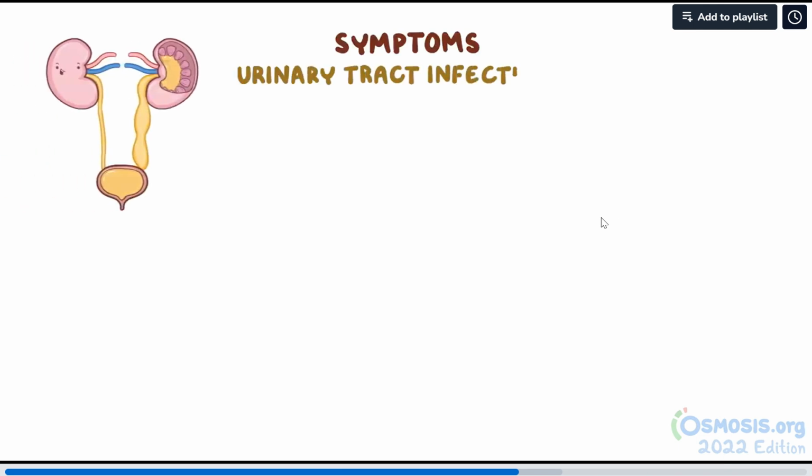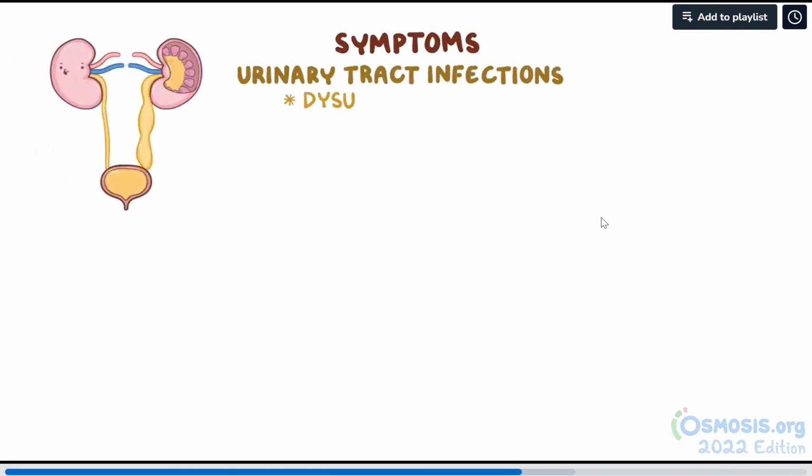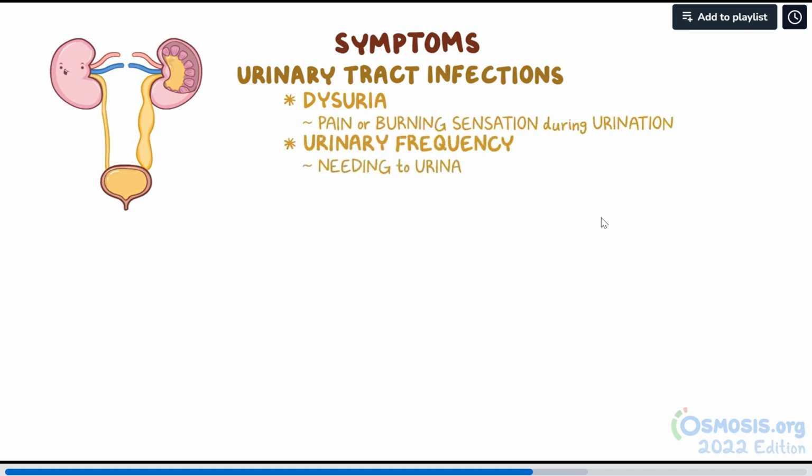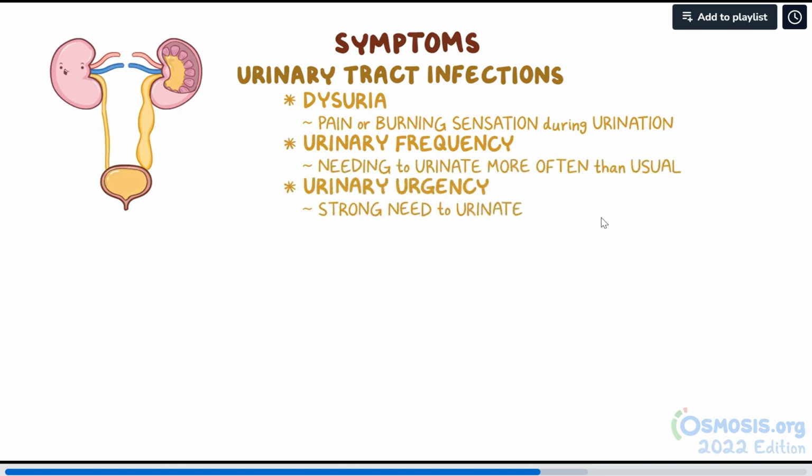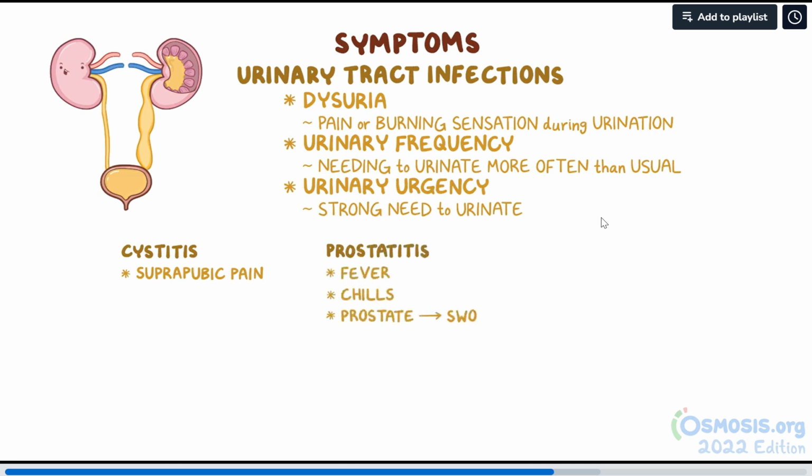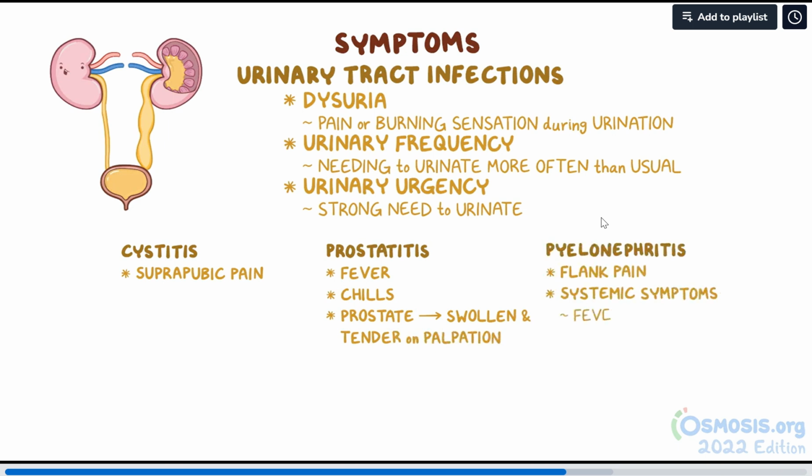With urinary tract infections in general, symptoms include dysuria, which is pain or a burning sensation during urination, urinary frequency, which means needing to urinate more often than usual, and urinary urgency, which means strong need to urinate. With cystitis, there is also suprapubic pain. With prostatitis, there may be fever and chills, and the prostate may be swollen and tender on palpation. With pyelonephritis, there may be flank pain and systemic symptoms like fever, chills, nausea, or vomiting.